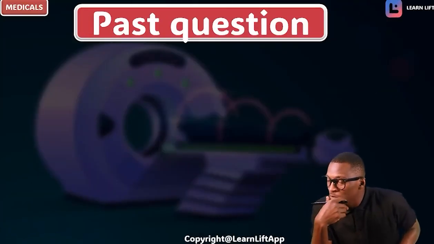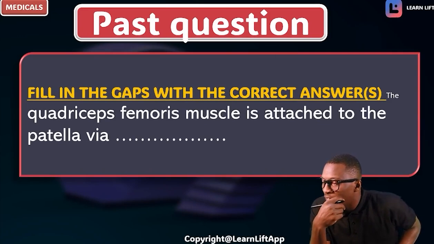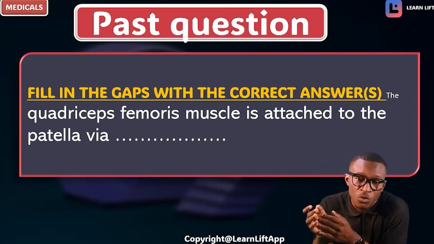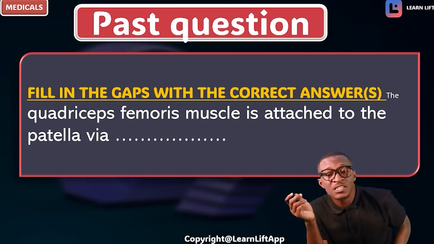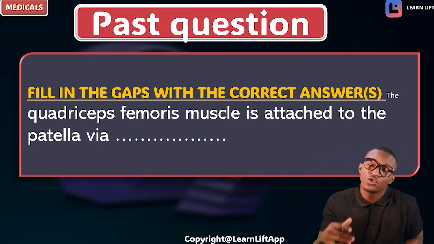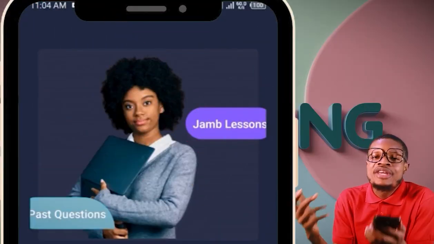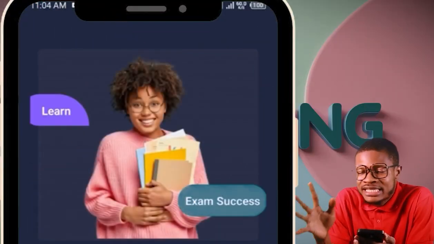Now quickly, let's move to another past question. We're told to fill the gap: the quadriceps femoris muscle is attached to the patella. What is attaching the quadriceps femoris muscle to the patella? We said it's called the quadriceps tendon, right? Which is going to continue as the patellar ligament. So, quadriceps tendon.